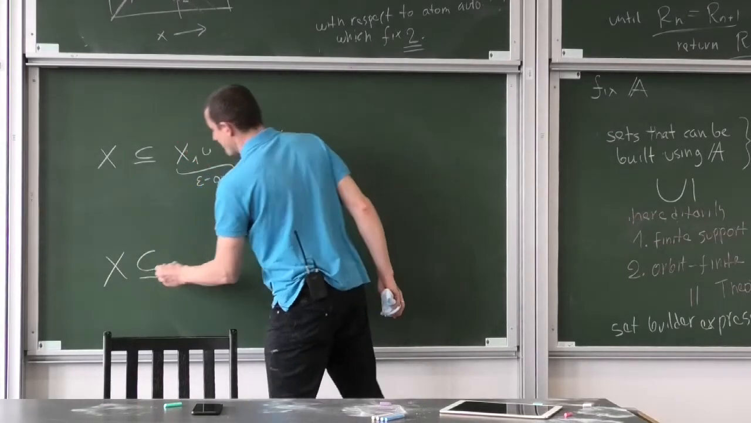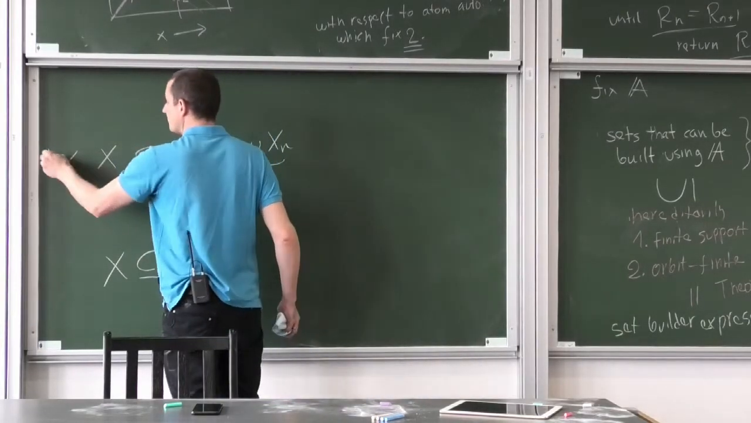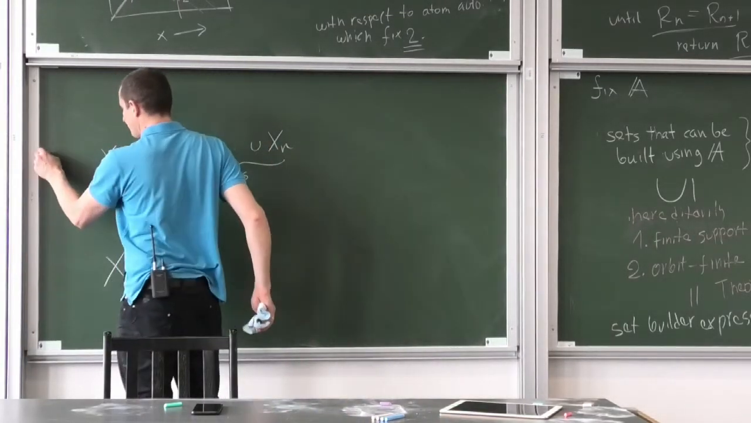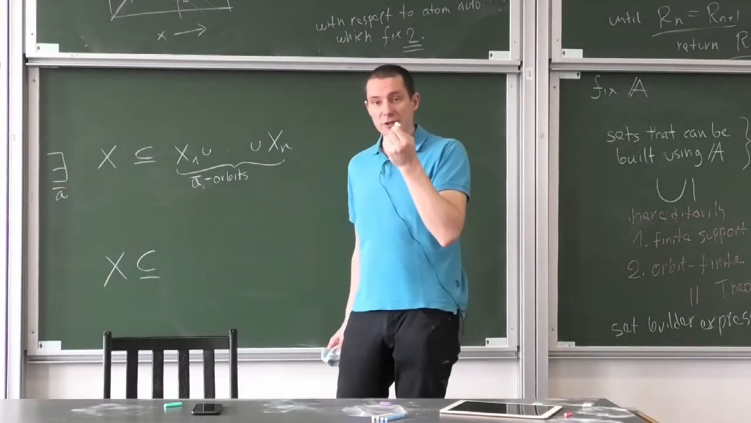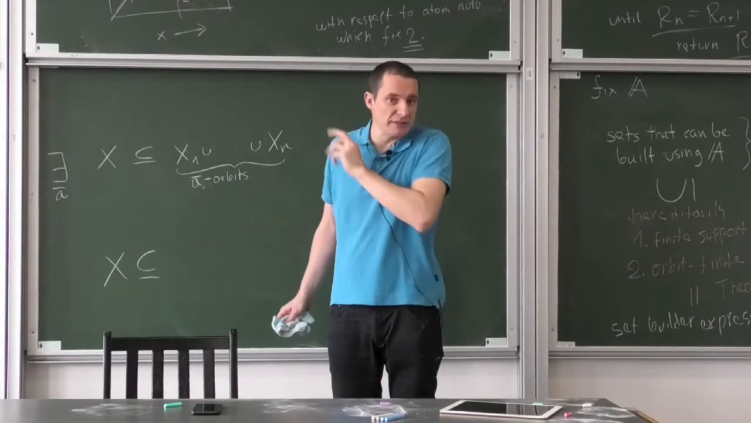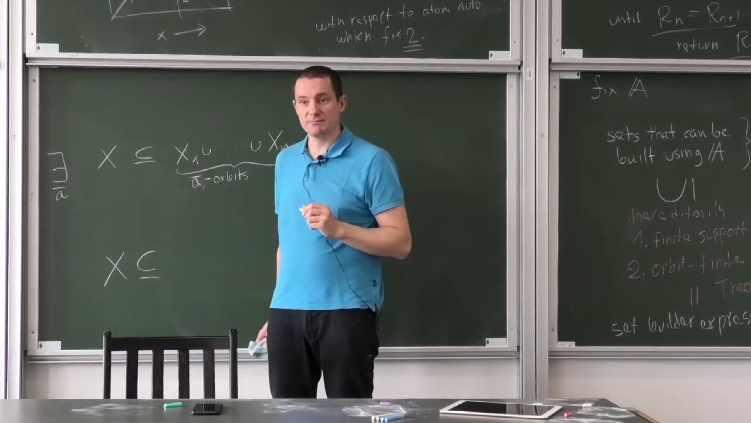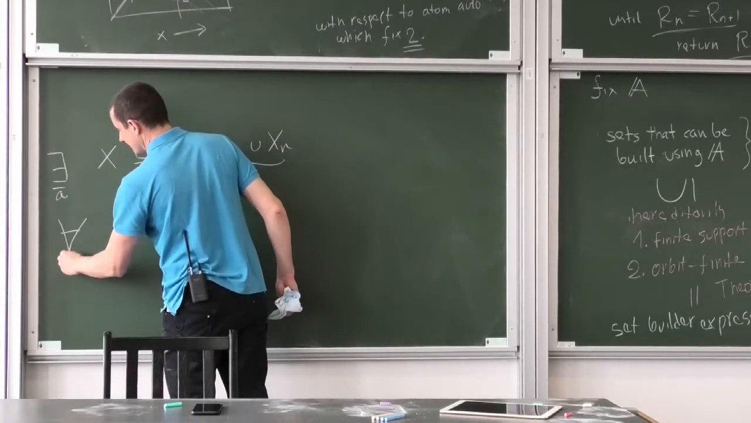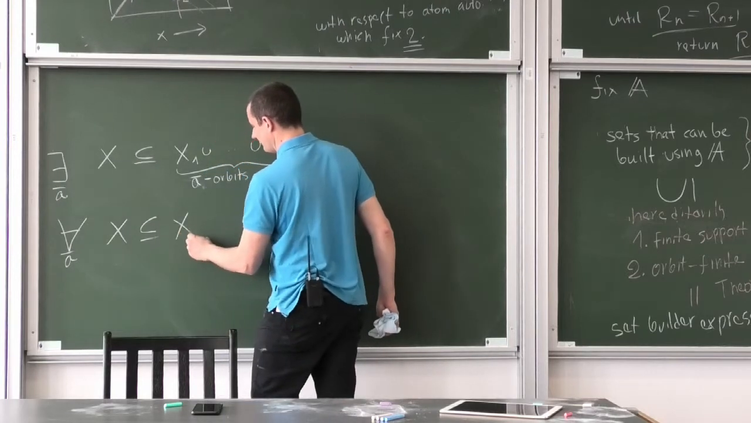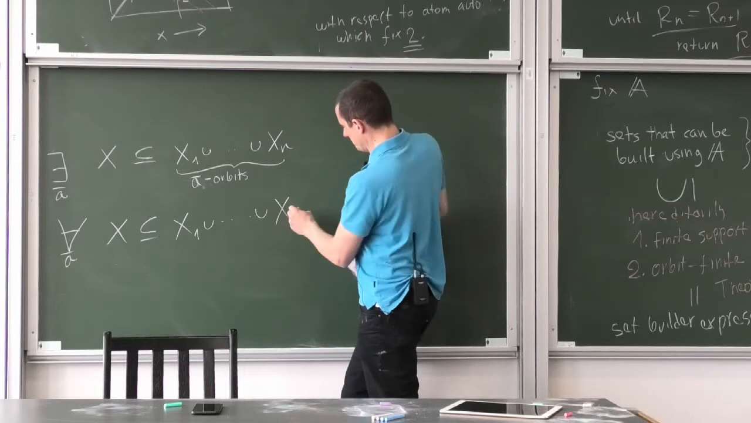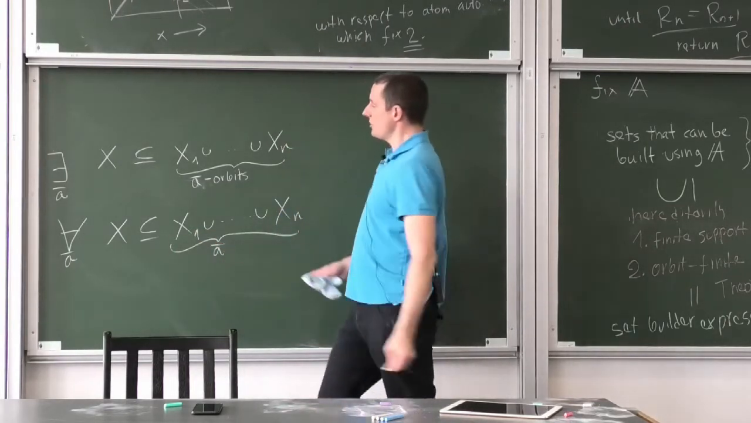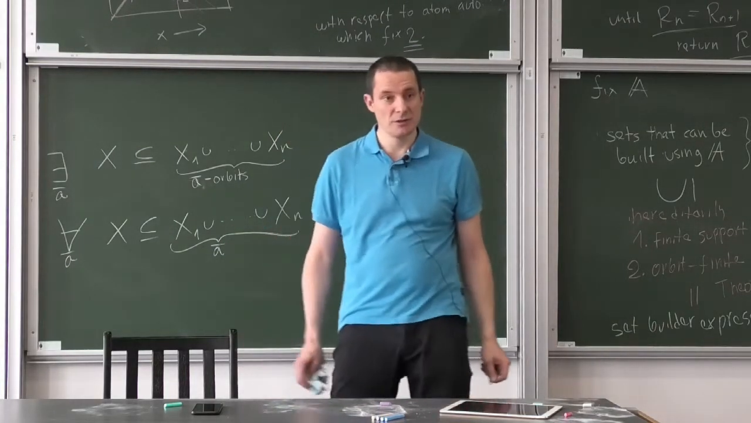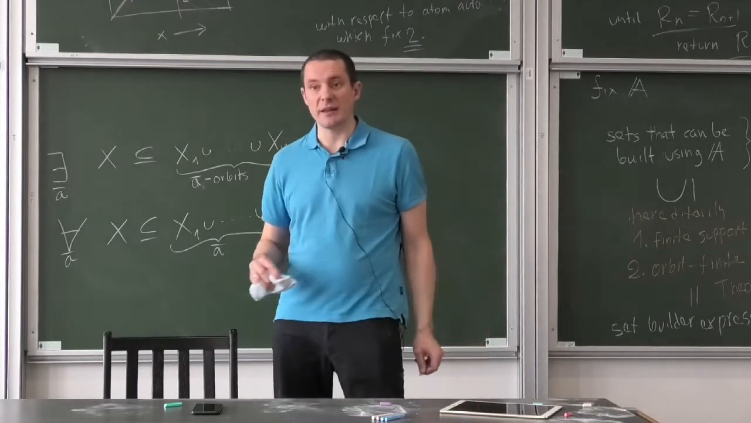So let me put this like this. For some choice of support, the best choice is going to be empty support. But let me write it like this. For some choice of support, X is contained in finitely many orbits. That's condition one. And condition two is the same, but for every A. It's a little bit sloppy notation because it should say, for every A, there exists such orbits such that X is contained. So these are two natural notions of orbit finiteness.